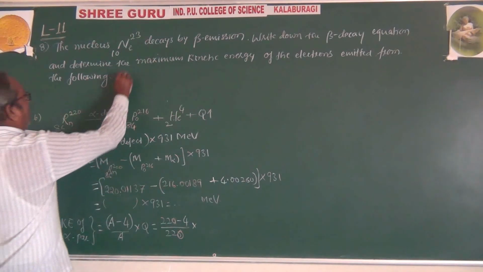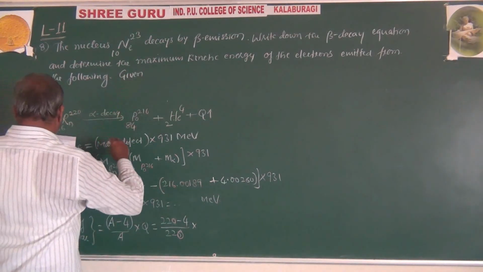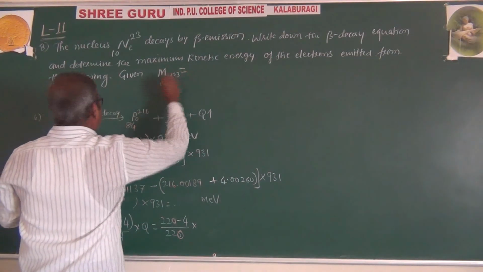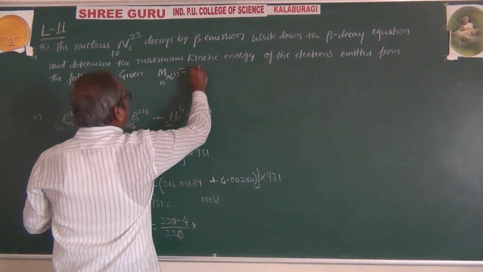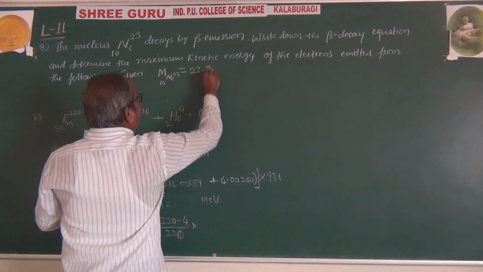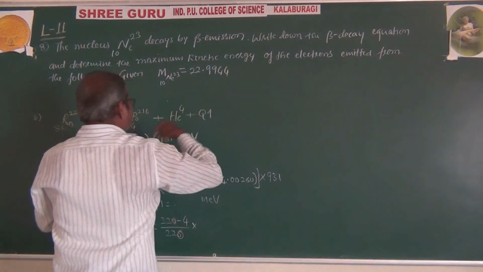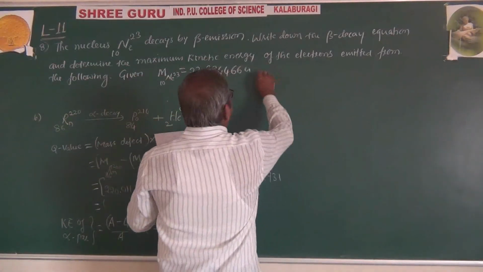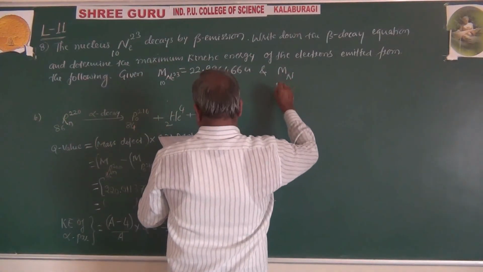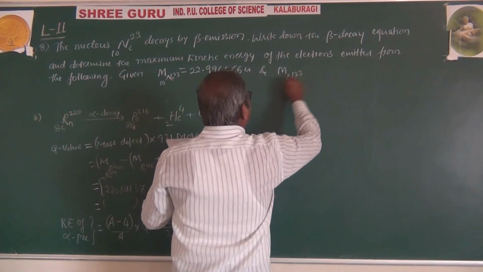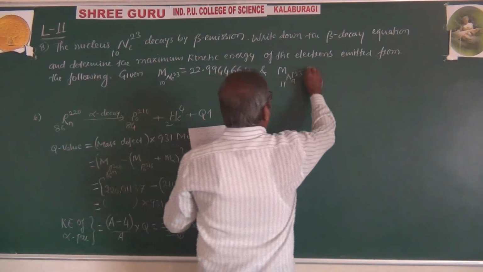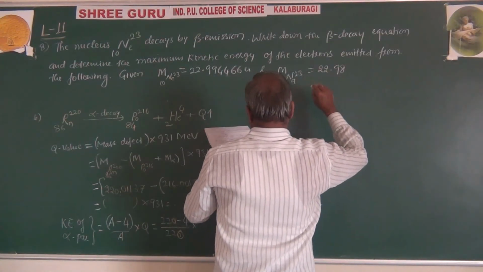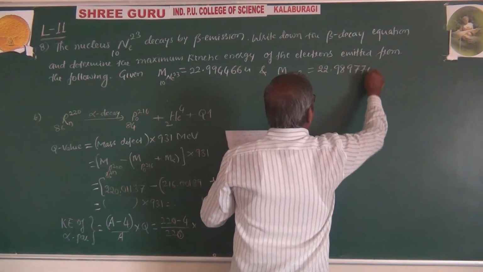Here the given values are: the mass of neon 23, 10 is equal to 22.994466 U, and the mass of sodium 23, 11 is 22.989770 U.